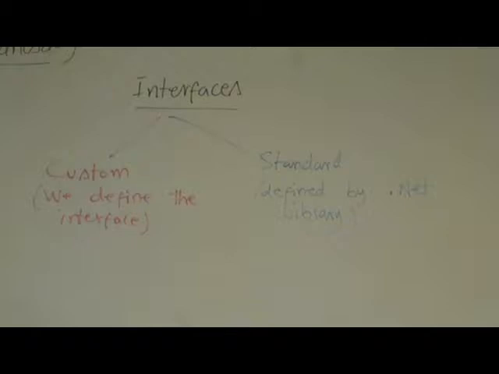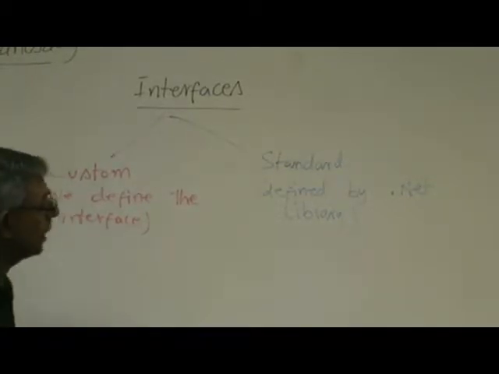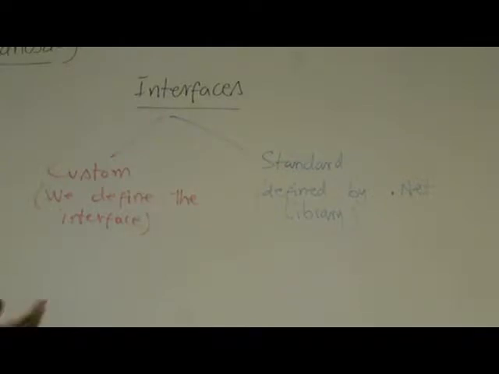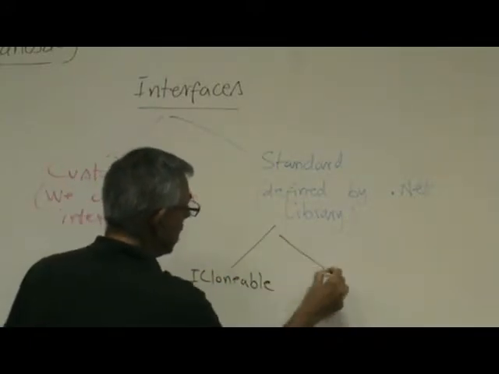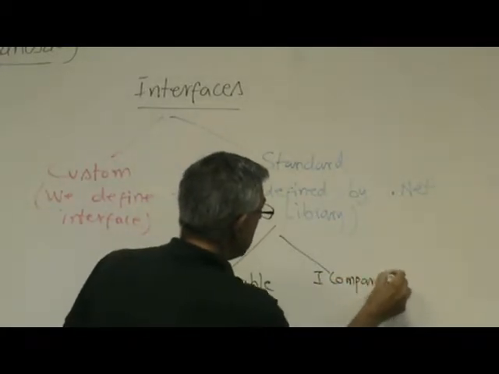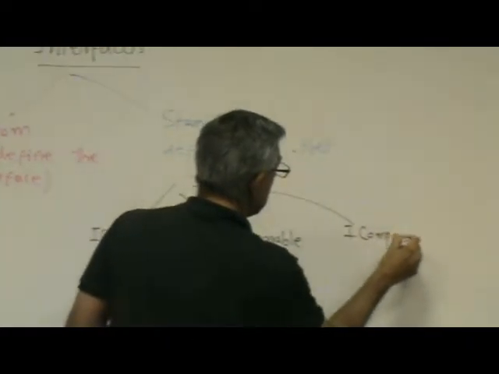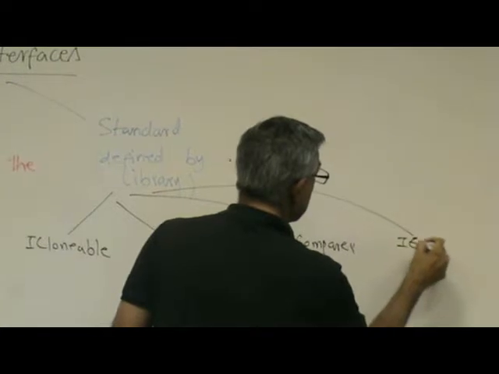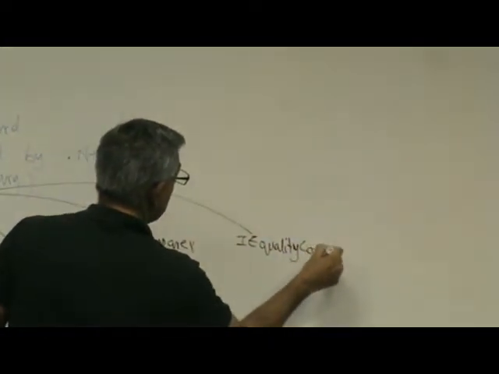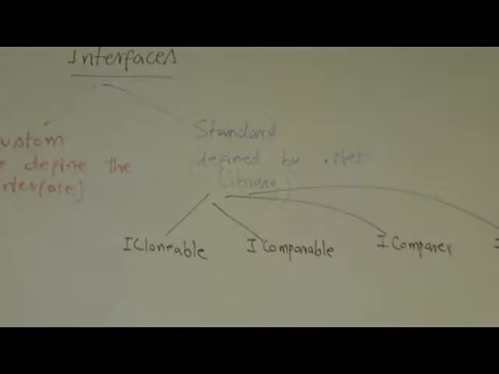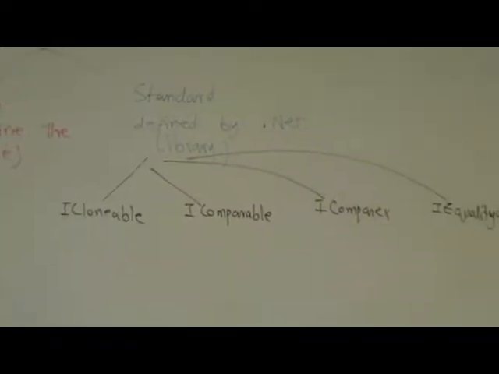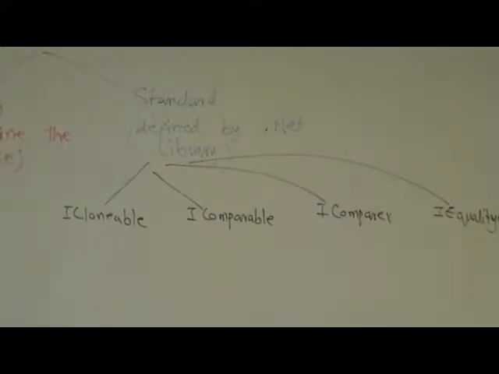So there are a few popular interfaces that in my opinion every programmer should feel comfortable implementing. Some of the popular interfaces are ICloneable, IComparable, IComparer, IEqualityComparer. As time permits, we can take a look at some other interfaces as well. But at least the first three of these, everybody should feel very, very comfortable. How do we program them? How do we use them? What's the purpose of these interfaces?